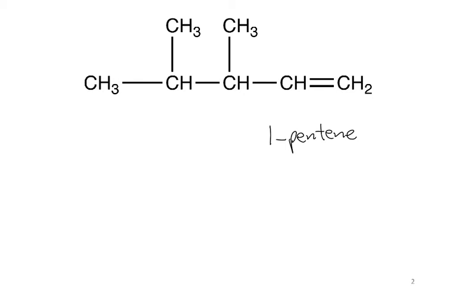And I can add the substituents to that. So my substituents are, I've got 2 methyl groups, and they're at carbons 1, 2, 3, and 4. So it's going to be 3,4-dimethyl-1-pentene. And that would be the name of that compound.